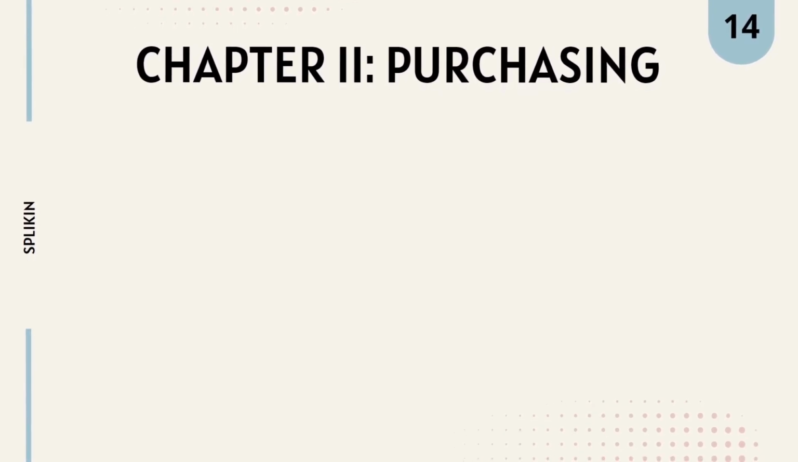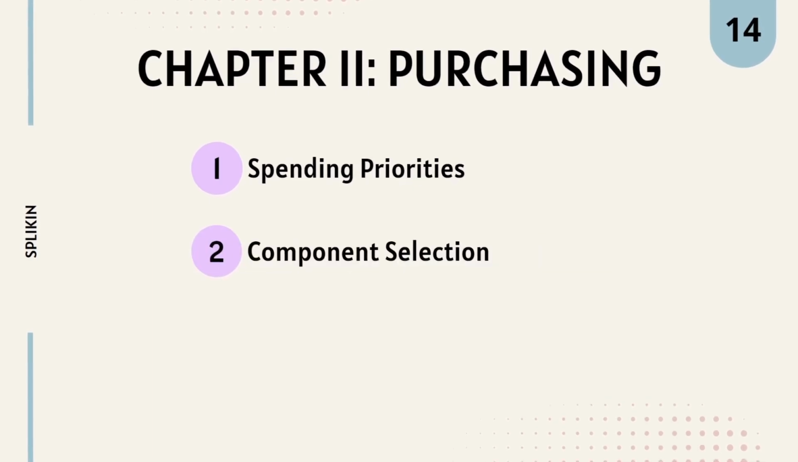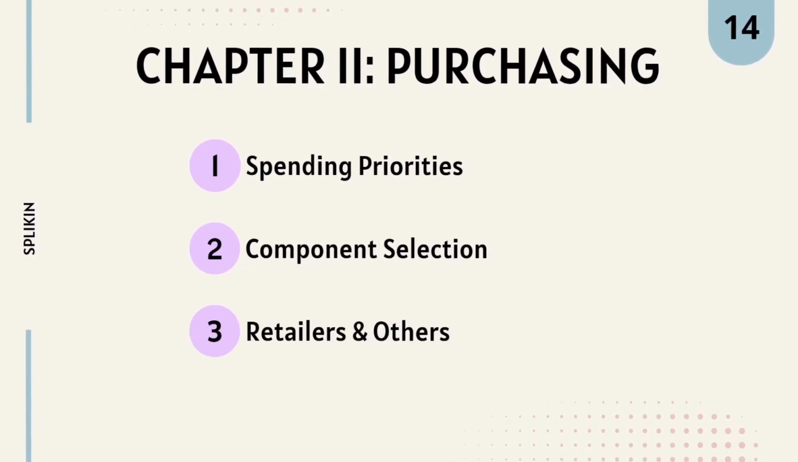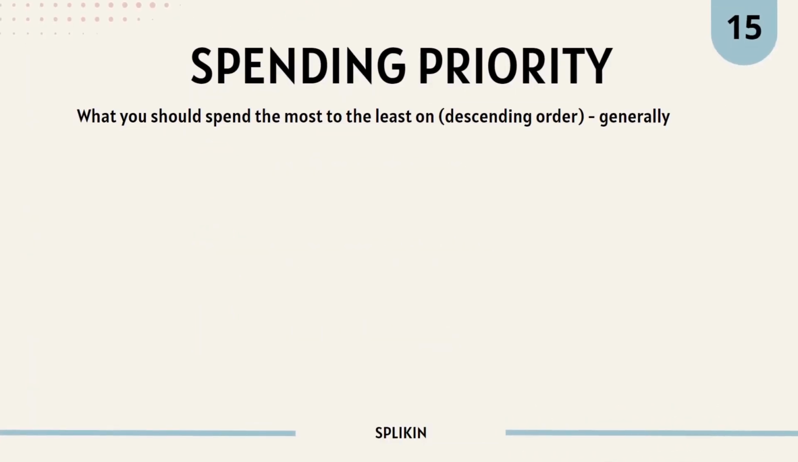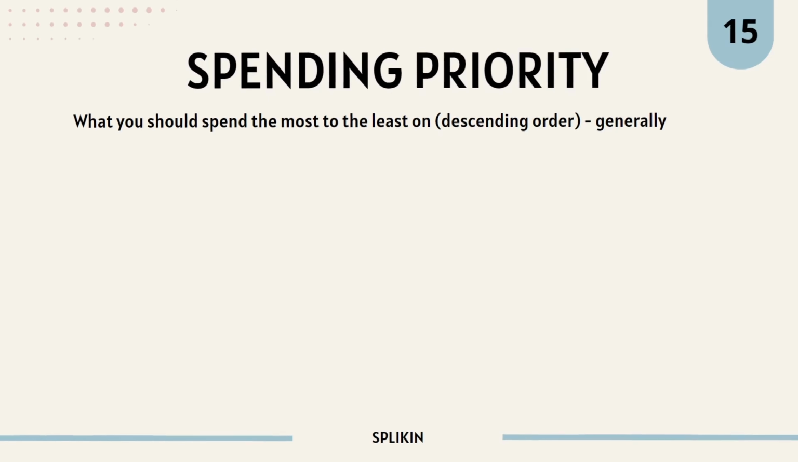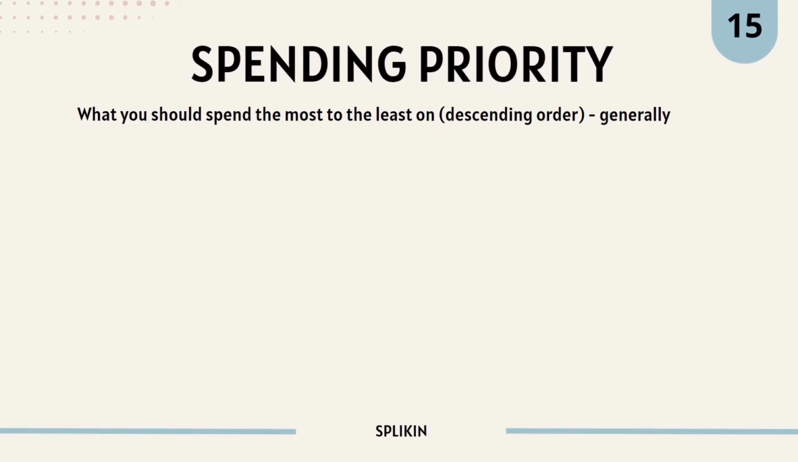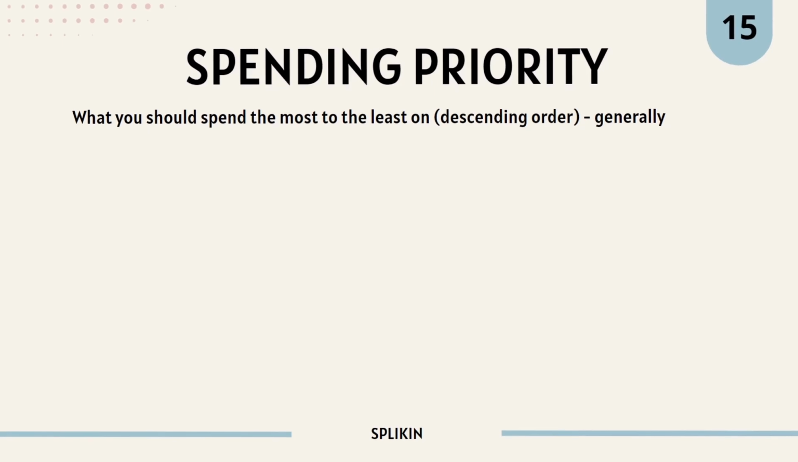Now we're going to be looking at purchasing, what you should spend the most money on, how you can go about finding components that you want, as well as some pros and cons of retailers. Spending priority. This is a kind of tier list of what you should spend the most on to the least on. Obviously, this will be subjective depending on how high-end your computer is.